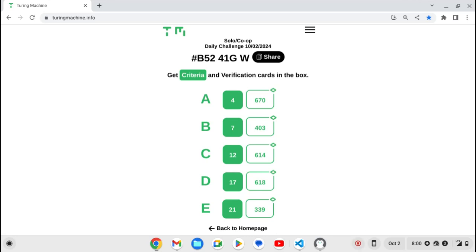Let's begin. Today's October 2nd, 2024, and we're solving the Daily Turing Machine Puzzle. Today's puzzle uses the following 5 criteria cards: criteria card 4, 7, 12, 17, and 21. And the puzzle uses the green verification cards. The code above is your way to get more information on today's puzzle by searching the code on turingmachine.info. Let's go solve.